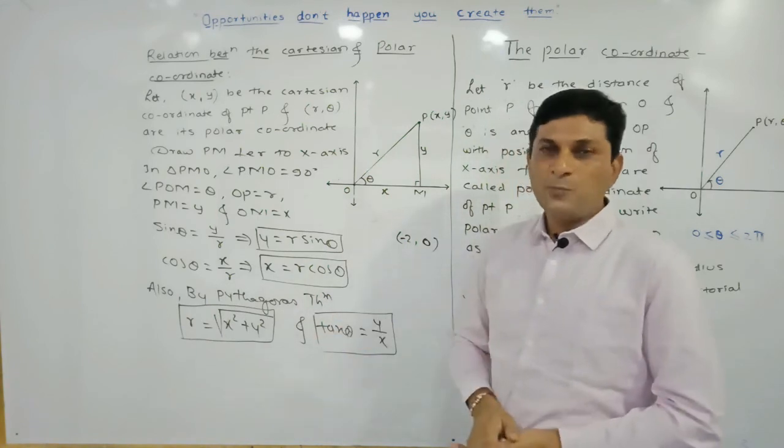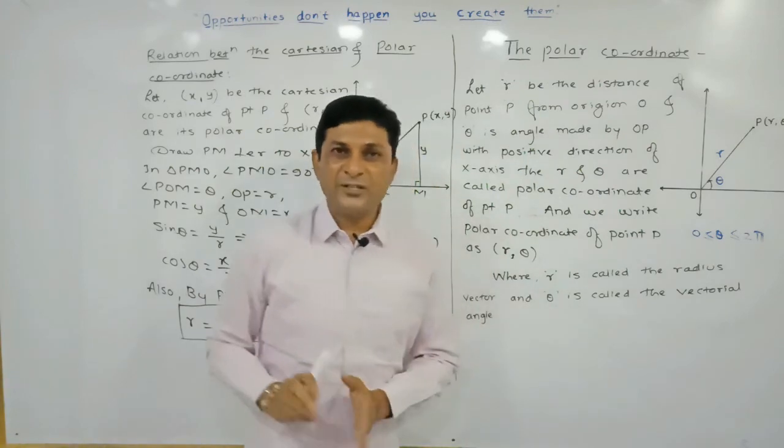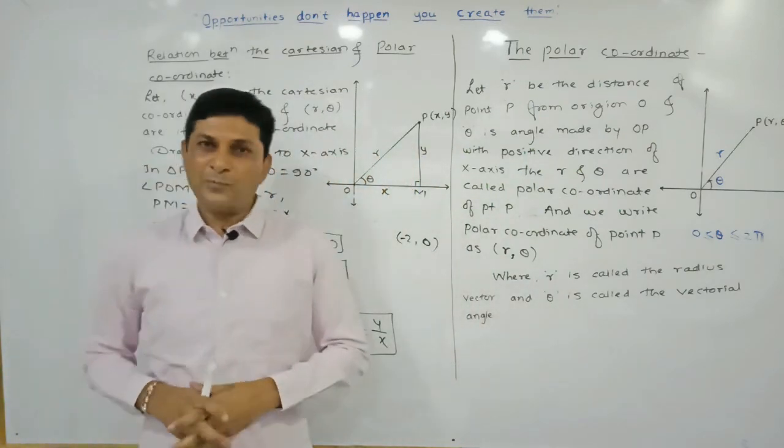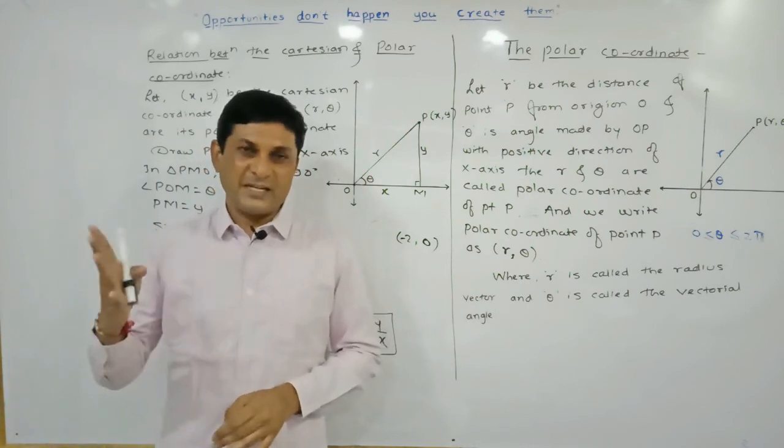r and theta means what? Polar coordinates. So these results are called the relation between Cartesian coordinate and polar coordinate. Using this result, we have to solve examples from the next exercise.